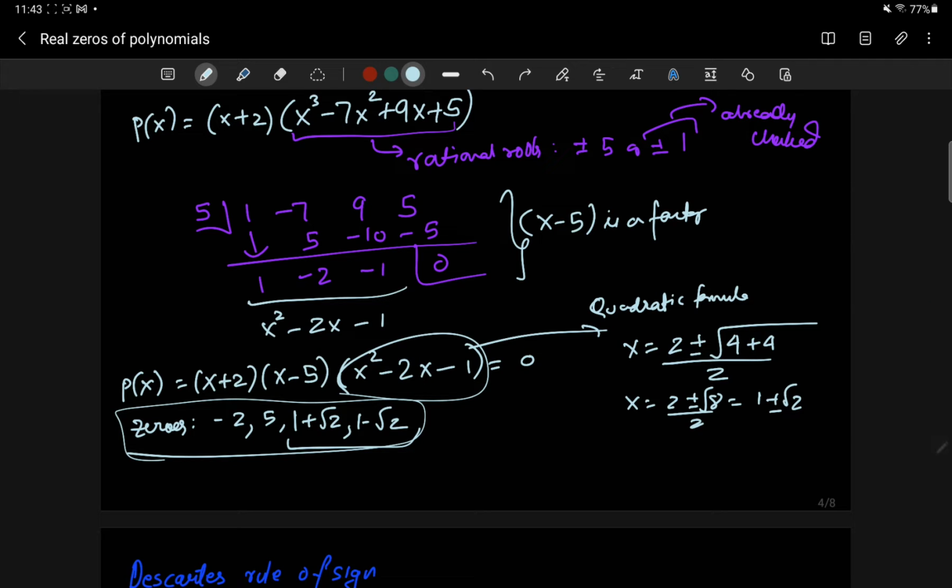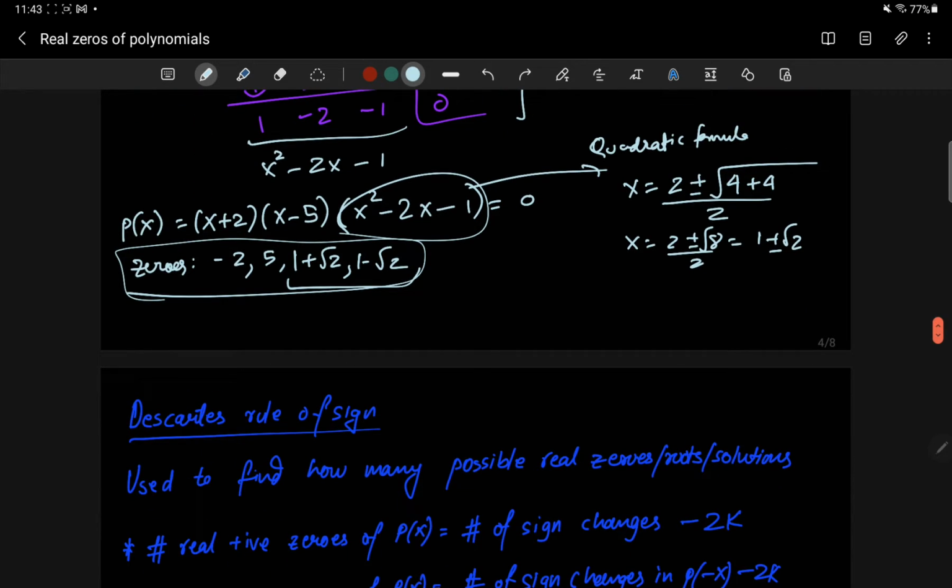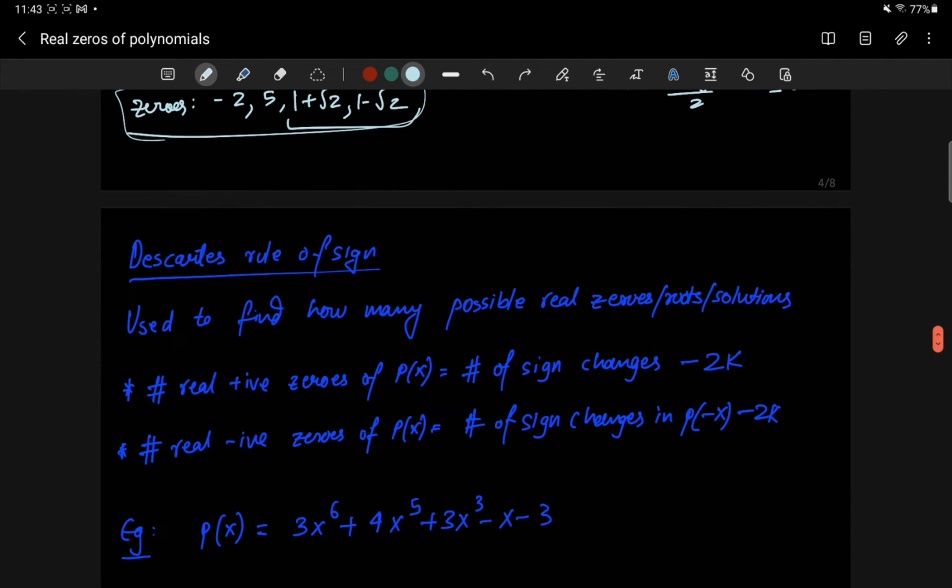we end up with some simple zeros like -2 and 5, but the last two zeros come out of this quadratic equation, which is solved using the quadratic formula, and so it contains a bunch of square root terms. Now the next rule that we are going to learn is called the Descartes rule of signs.